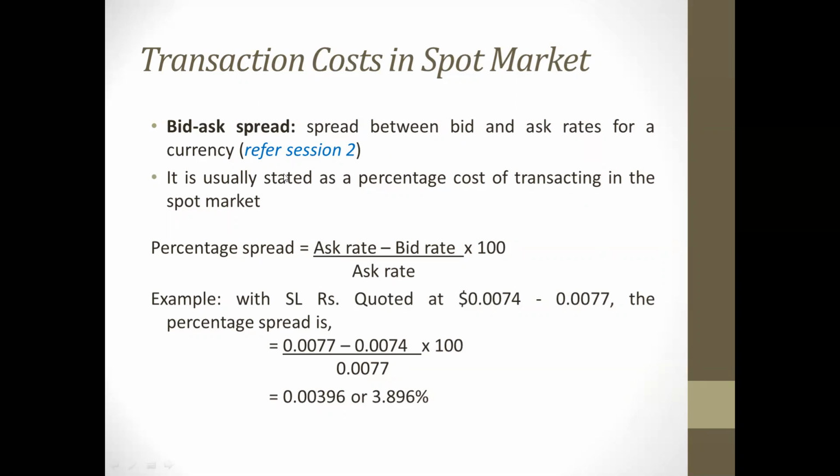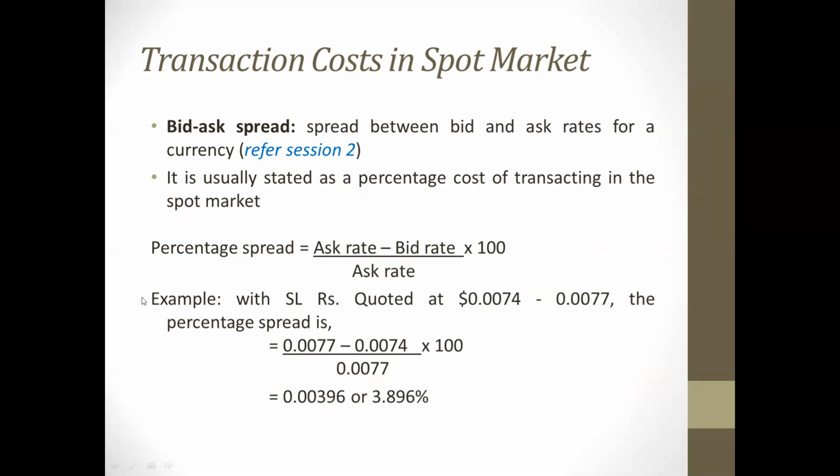Right, in here you need to refer to your section number 2 if you don't remember what a bid rate and ask rate are. The spread between the bid and ask rate we normally call the bid ask spread. It is actually stated as a percentage cost of transacting in the spot market. Normally this is a profit margin, or we can say a loss, occurring in a spot market transaction.